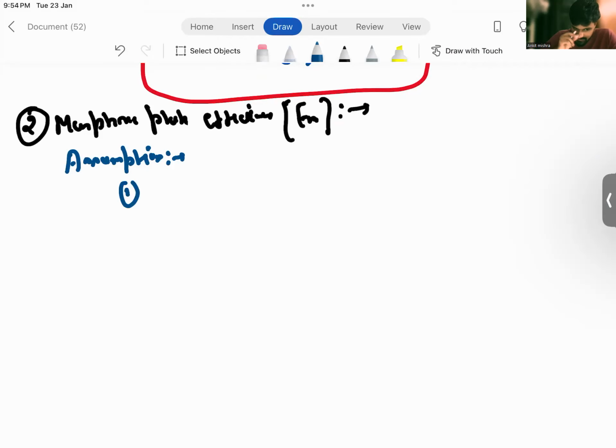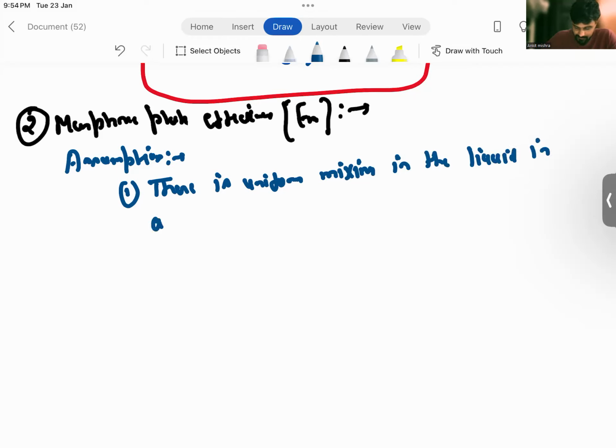The first assumption is that there is uniform mixing in the liquid in the axial direction as well as in the vertical direction. What does it mean?